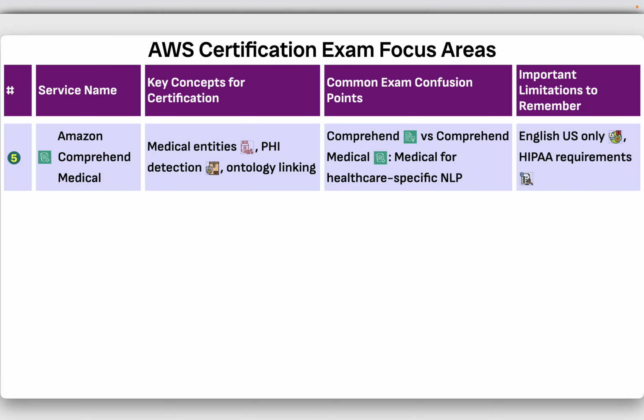Amazon Comprehend Medical. So key concepts for certification are medical entities, PHI detection, which is protected health information, and ontology linking. Common exam confusion points are Comprehend versus Comprehend Medical. So this is for healthcare-specific natural language processing. And important limitations to remember are that it only supports US English, and it follows HIPAA requirements, which is Health Insurance Portability and Accountability Act.